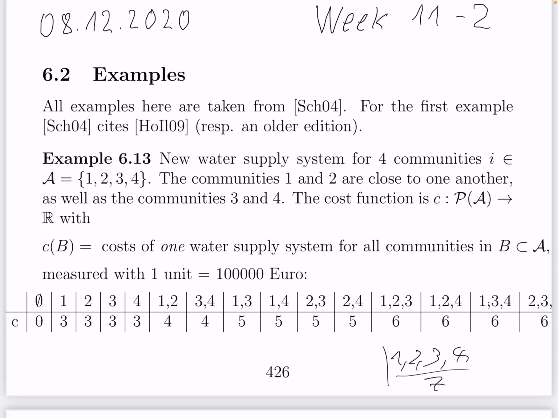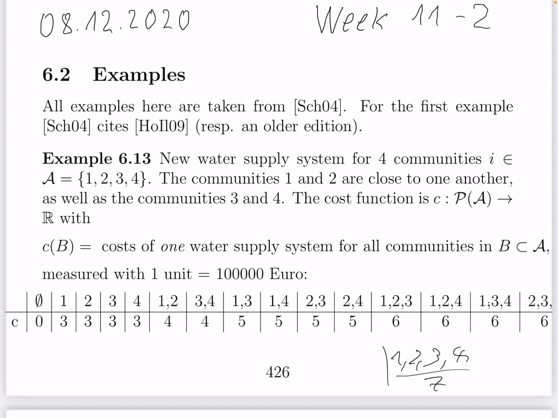If any community works alone, the costs are 3 units. If the communities 1, 2 or 3, 4 work together, the costs are 4 units because they're close to one another. If 1, 3 or 1, 4 or 2, 3 or 2, 4 work together, the costs are 5 units because these pairs of communities are not so close to one another. If 3 communities work together, the costs are 6 units, and if all 4 work together, the costs are 7 units. So there's a clear synergy. The more work together, the better for all of them.